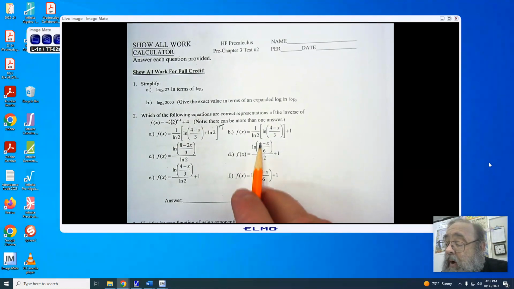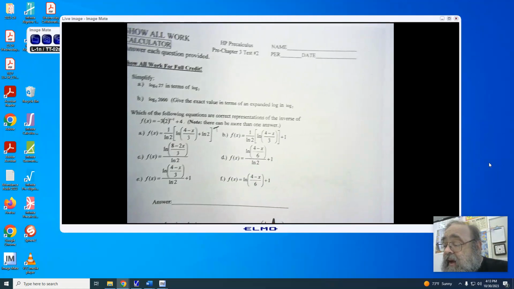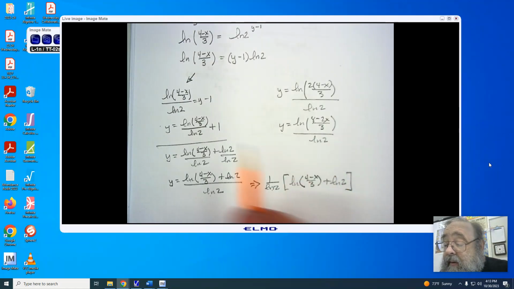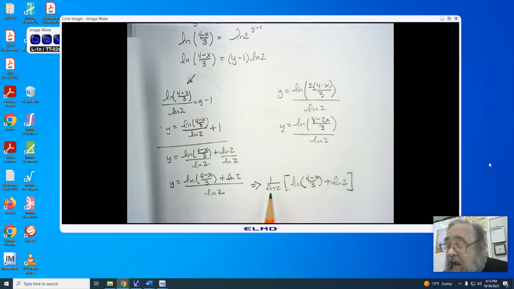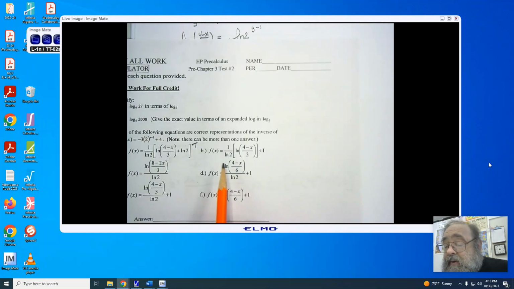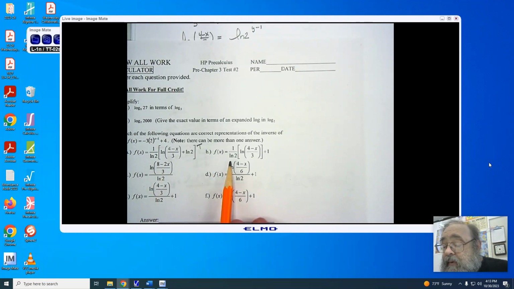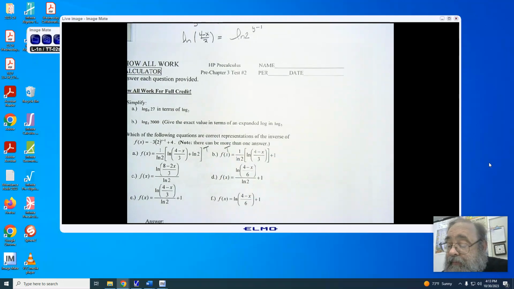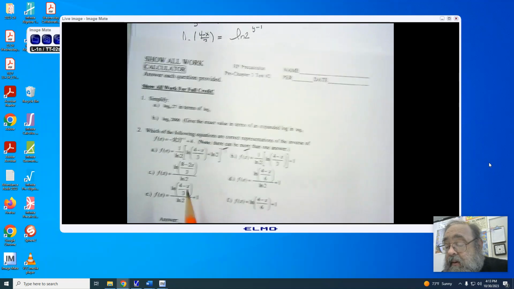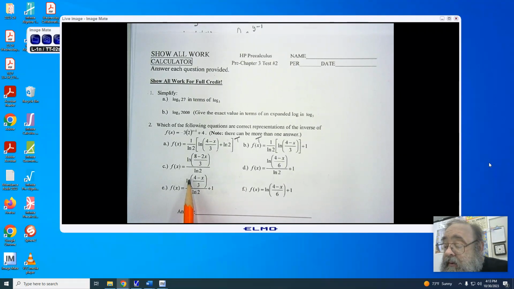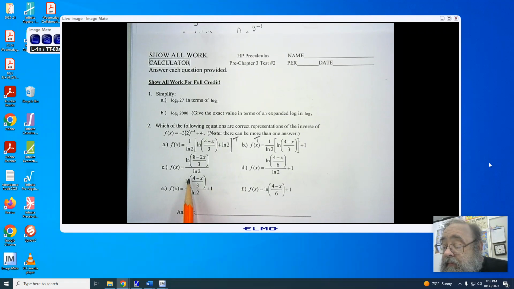When I look at this one, I can see that they've got this right here. And you'll notice that they just brought out the 1 over the natural log of 2 out in the front, just like they did with A. So B is also true. We look and we can see C. C is right here. So C is also true.